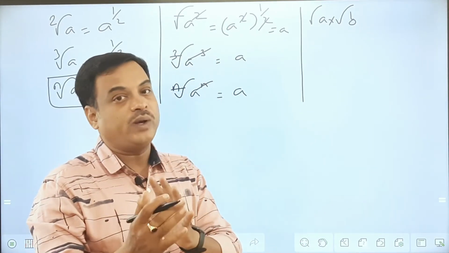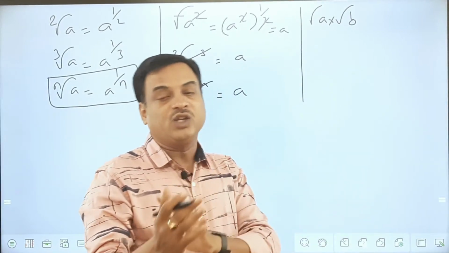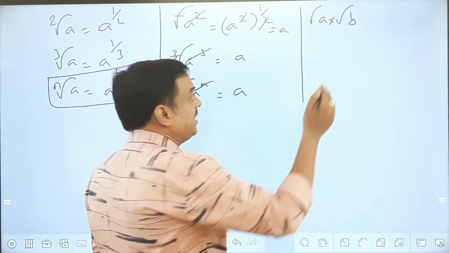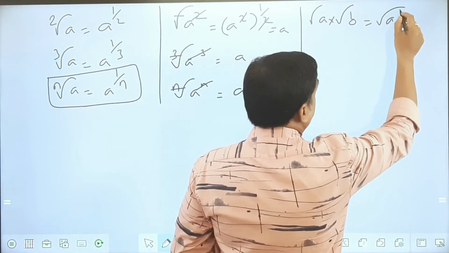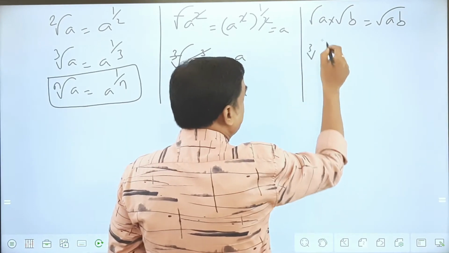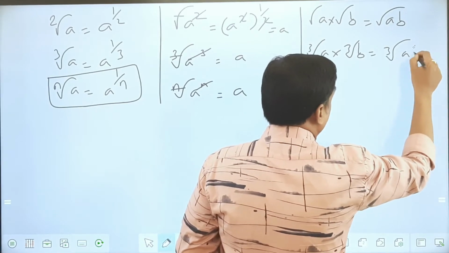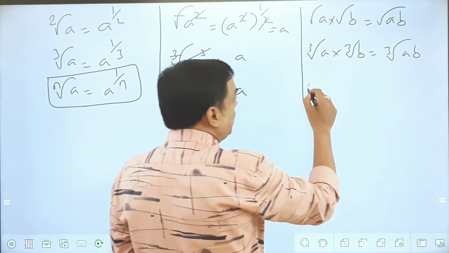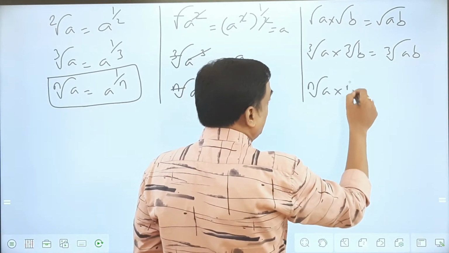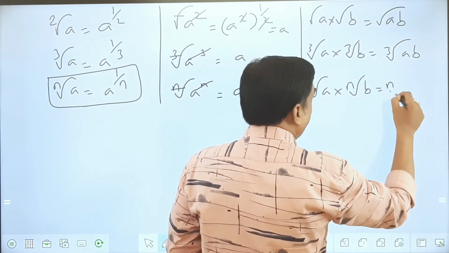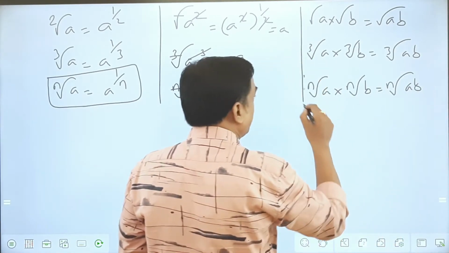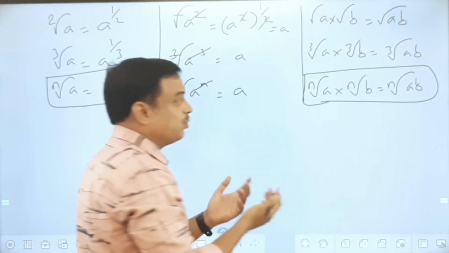So square root and square root we can directly multiply, cube root and cube root we can directly multiply, and then it results to be square root of AB. Similarly, cube root of A into cube root of B can be taken as cube root of AB, and overall, if I say nth root of A into nth root of B, it will be nth root of AB is finally what you get. Okay, that's a rule.